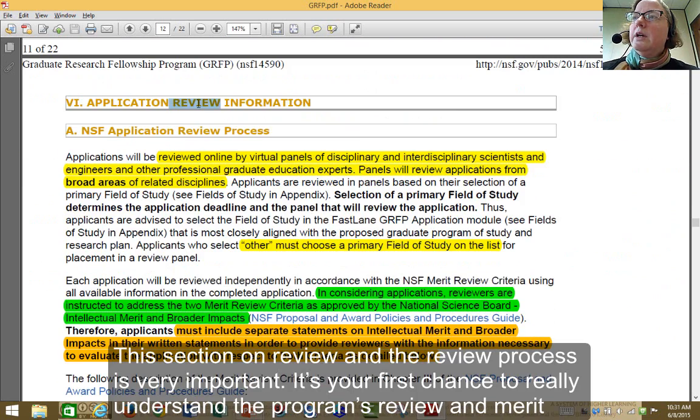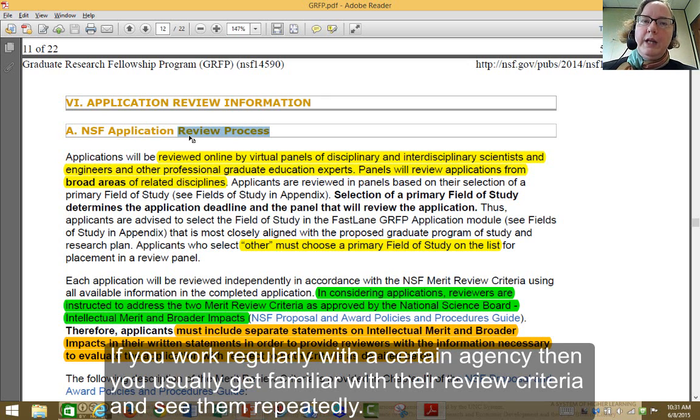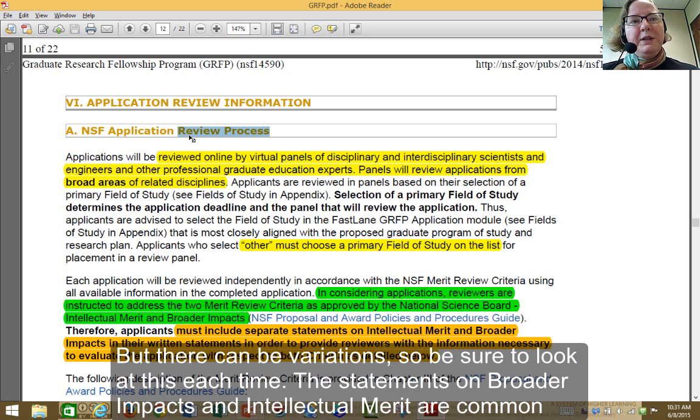This section on review and the review process is very important. It's your first chance to really understand the program's review and merit process. This can become familiar as you get used to a certain agency or sponsor because they tend to have some commonalities. If you work regularly with a certain agency, then you usually get familiar with their review criteria and see them repeatedly. But there can be variations, so be sure to look at this each time.